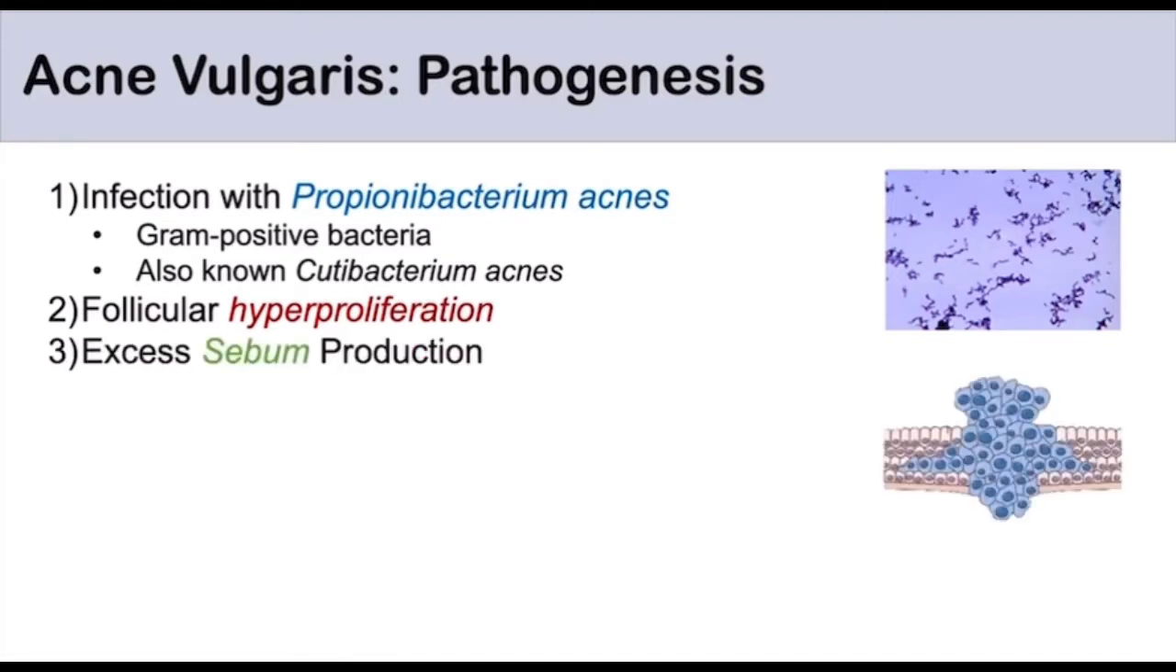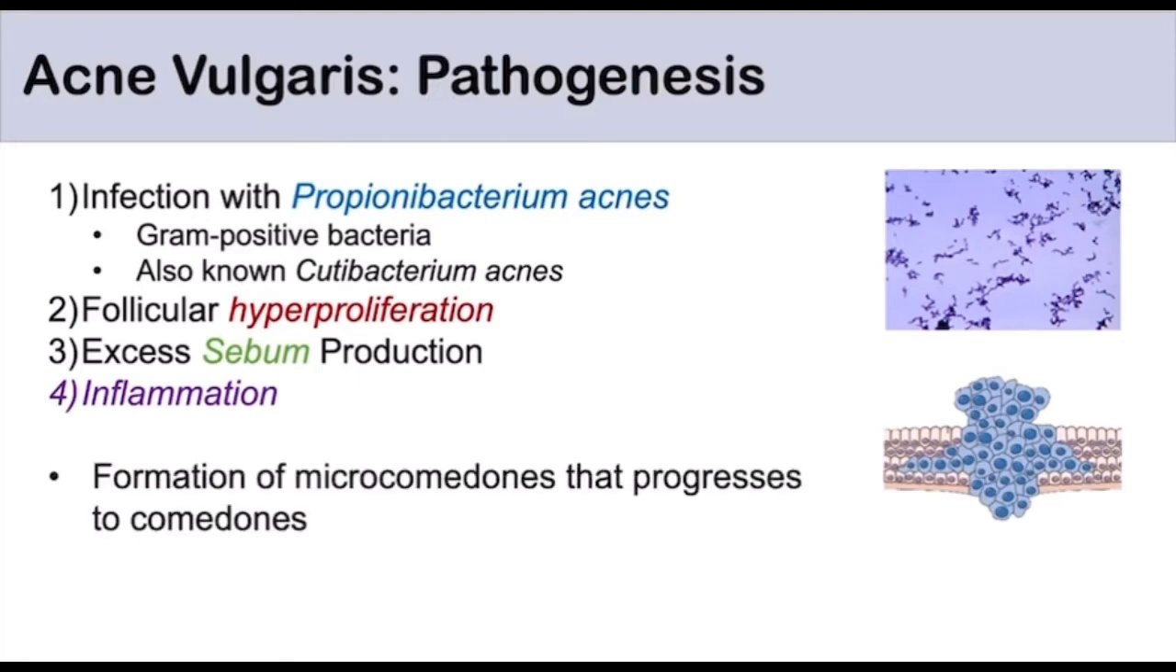The third part of the pathogenic cause of acne is excess sebum production. So sebum is essentially the oil of your skin. It becomes produced in excess amounts. And the fourth part of the pathogenesis of acne is inflammation. We'll talk about why you get inflammation a little later. So what happens generally is there is a formation of what we call a microcomedone. You can think of it as a precursor to the skin lesions, the non-inflammatory and inflammatory skin lesions like whiteheads, blackheads, pimples, those types of things.